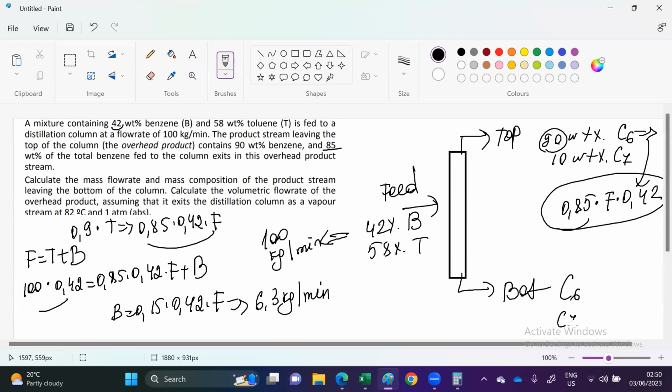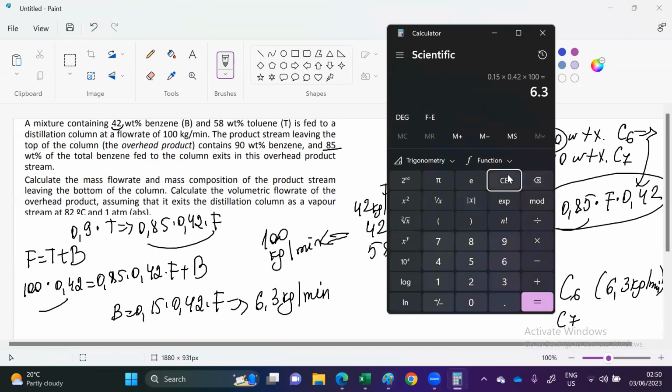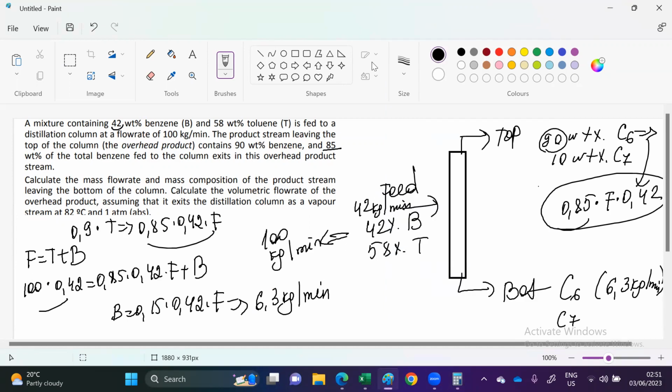It means that of C6 and C7, the C6 in the bottom will be 6.3 kilogram per minute. The feed has 42 kilogram per minute, and the remaining one will be in the top, right? 42 minus 6.3 is 35.7 kilogram per minute. Okay, we have completed the balance for benzene. Next, I will do it for toluene. This will be 58 kilogram per minute, right?